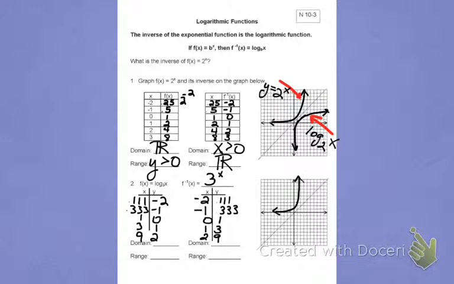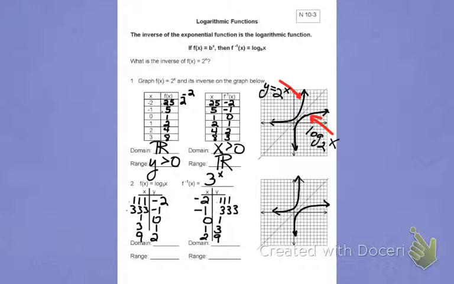And then this other one, we have a point at 0.11, -2; 0.33, -1; 1, 0; 3, 1; and 9, 2. We have a couple of points here that are so close to the y-axis that it's very difficult to plot them, but it never gets to the y-axis. It's just really, really close. It never crosses.